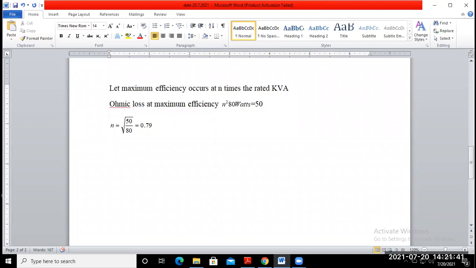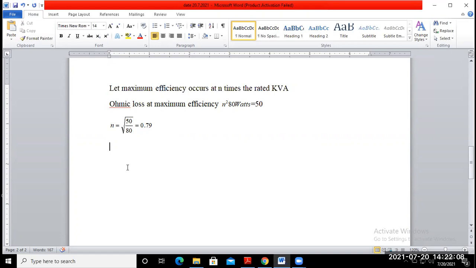Okay, so let's continue from the previous class. That means the numerical. We already found the efficiency, the ohmic loss at maximum efficiency. That means n square into 80 watts equal to 50. So n equals the square root of 50 divided by 80, equal to 0.79. At this fraction of load, you will get the maximum efficiency.